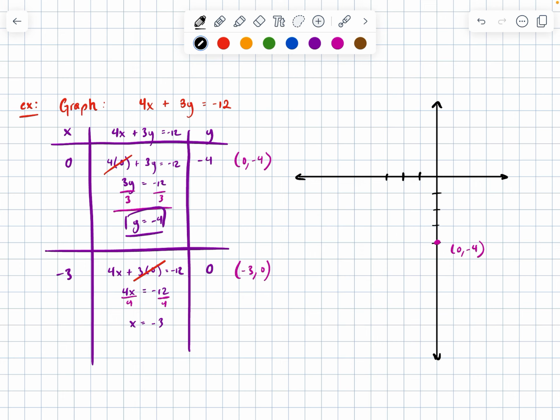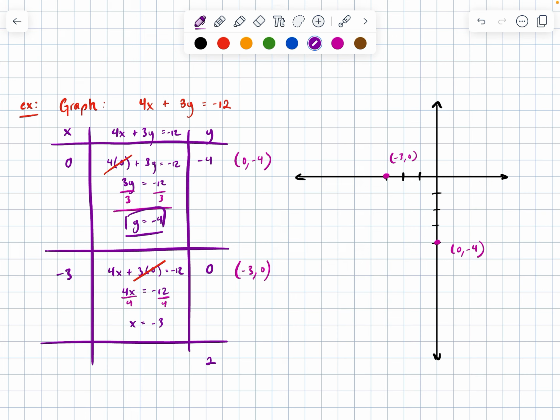So I'm moving negative 3 units on the x-axis, so I am 3 units over to the left, 0 units up or down. Here is my point, negative 3 comma 0. And then last thing, I need one more point as a little fail-safe, a little check. So to check my work here, I'm going to choose ideally a nice value of either x or y to plug in. Let's plug in for y for diversity's sake.